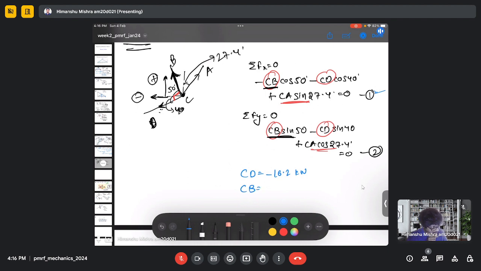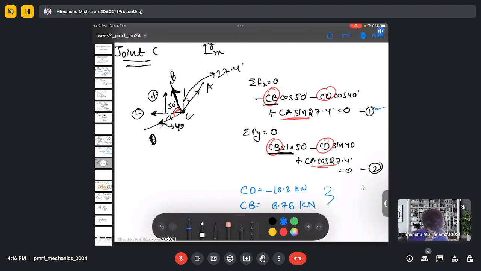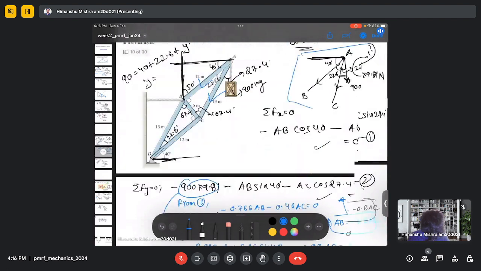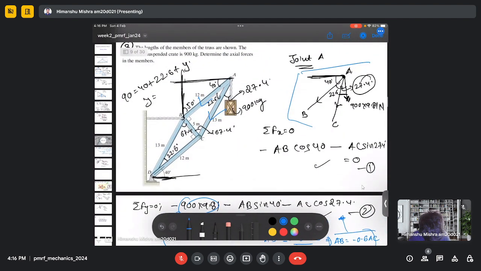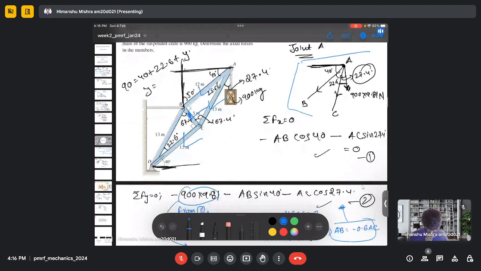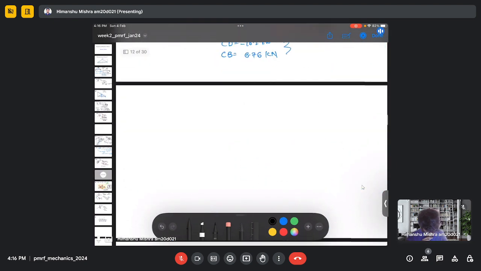And CB will be 6.76 kilonewton. So we just need to solve equations 1 and 2. So we have CD and CB here, and the only member left is now BD. So we can now consider joint BD.